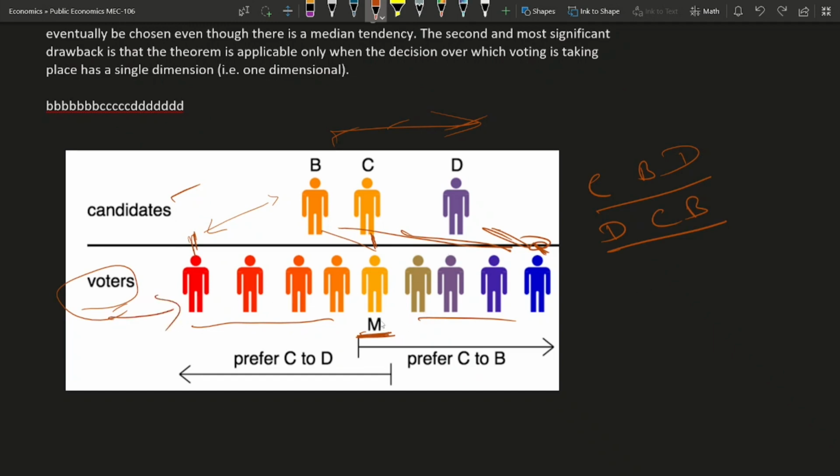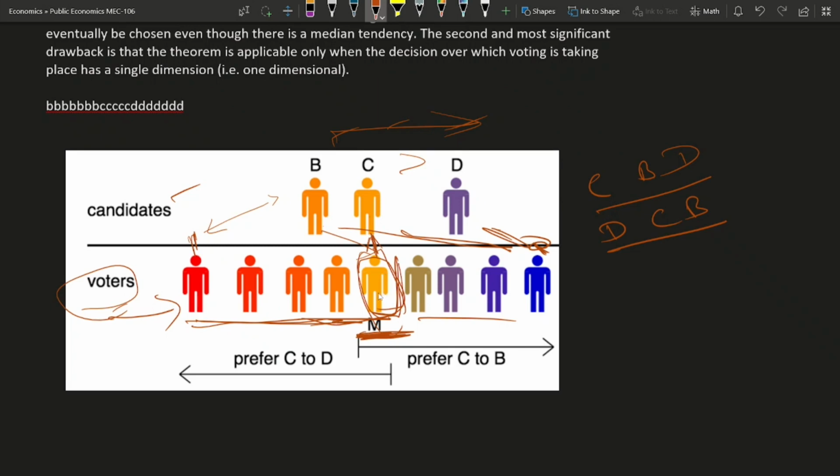The median voter theorem says that the median voter will decide who will be the winner. The first choice of the median voter will be the Condorcet winner. So in this case we see that up to this level, B is the first choice and C is the second and D is the last choice. So for these voters up to M, C is better than D. Because M is the median voter, including M, this makes the majority 50% plus 1. So the majority decides that C is better than D.